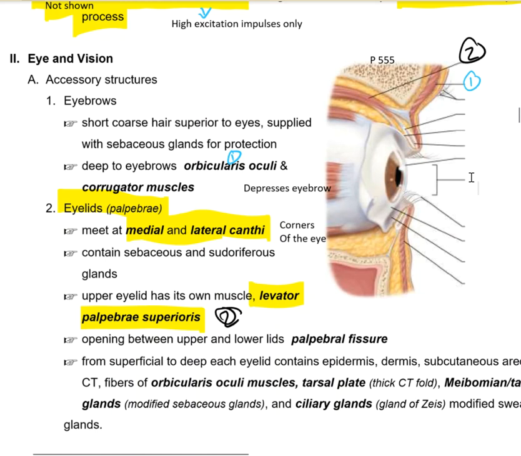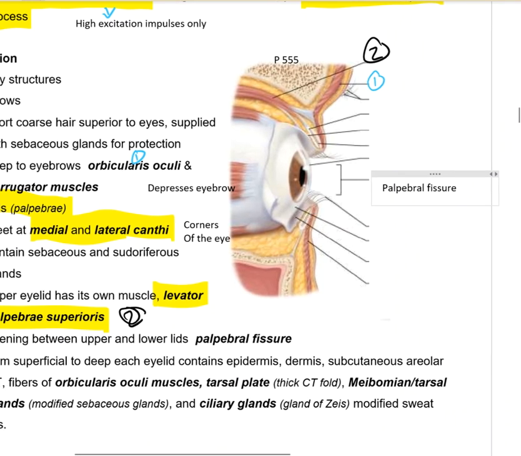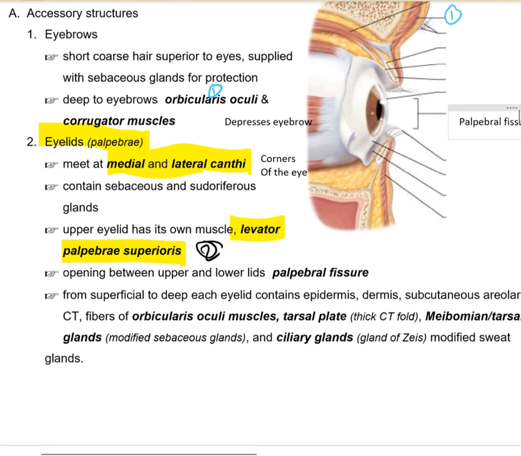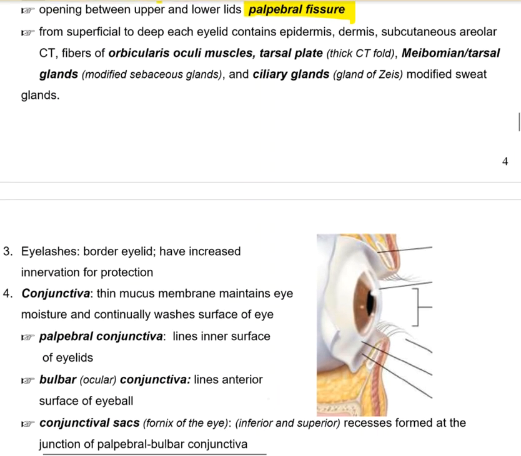Now the palpebral fissure isn't a structure, it's just a space between the upper and lower eyelid, right? So it's just a space. And if we elevate that muscle above, we will make this wider and our eyes will open more and we can close it as well. Now, there's a bunch of structures here, and I'm not really going to focus on any of them, but there's different glands and different folds and all sorts of things, and we're going to kind of skip all that. I'm not worried about talking about those for now.